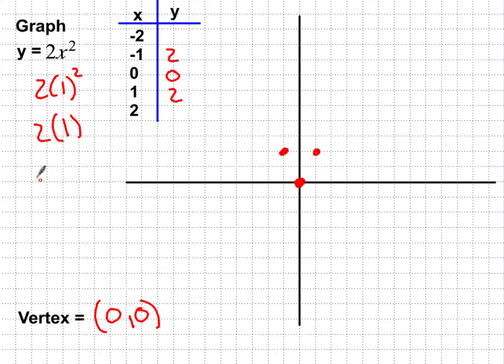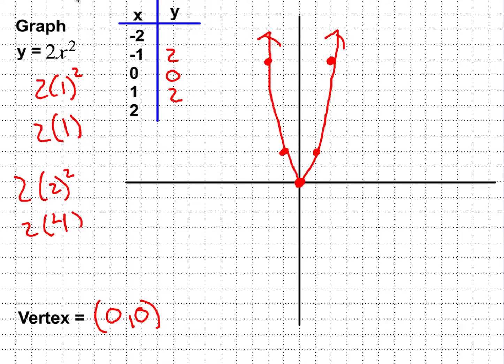If I were to plug in 2, again, do your exponents first. 2 squared is 4, times 2 is 8. So 1, 2, 3, 4, 5, 6, 7, 8. And it's going to be symmetrical on the left side. If you notice, this is a little bit skinnier than the parent function of just x squared. If I were to grab x squared, I'll do it in purple real quick. Without that 2 in front, remember it just goes up 1 over 1. And then we go up 3 here, 4.